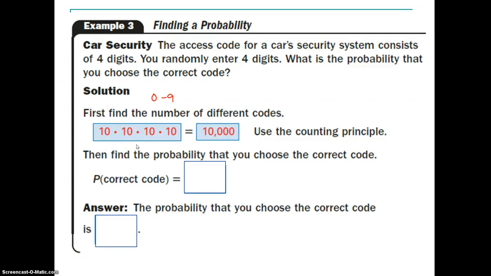Now we have to find the probability. The first thing we needed to do was use the counting principle. Now we need to find the probability. Remember, probability is always going to be some sort of fraction or ratio. Well, how many codes are actually going to let you into the security system? 1, right? 1 out of 10,000. That's the probability that you choose the correct code.